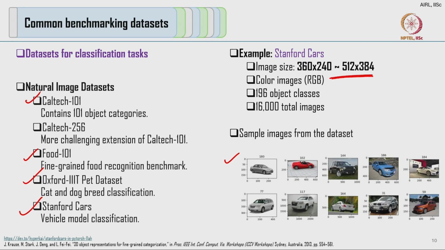For example, in the Stanford Cars dataset the resolution varies from 360 by 240 to 512 by 384, right. So the input or the training data or the dataset itself does not have a fixed resolution, it has a variable resolution, right. Okay. Now again these are color images, the number of objects could be very high, right, and there are around 16,000 training samples, right.